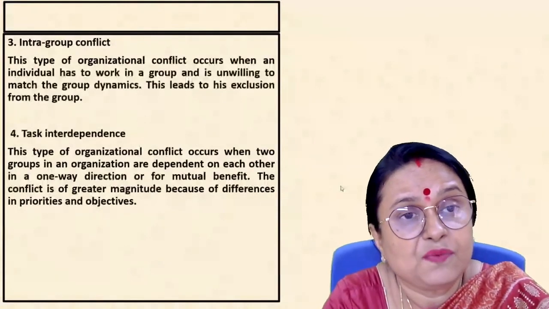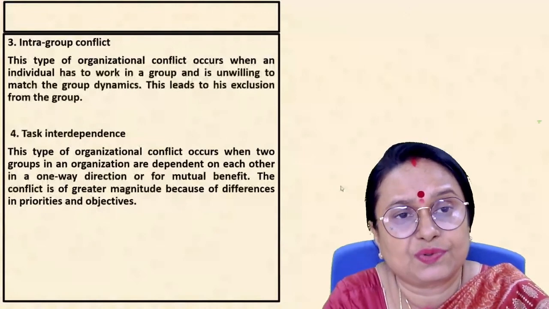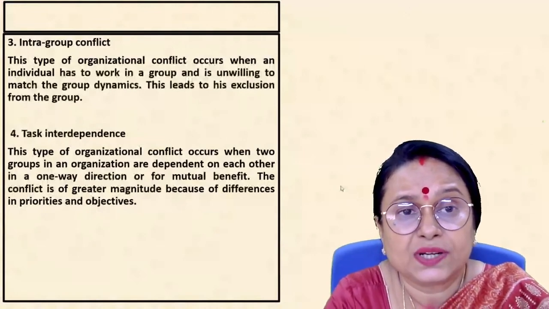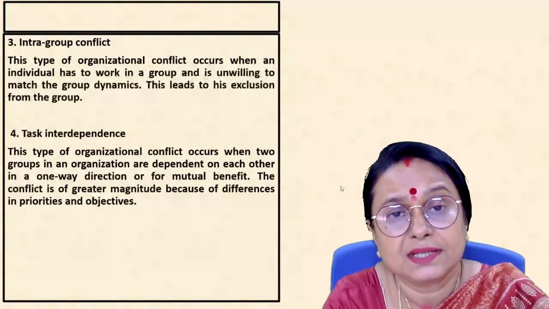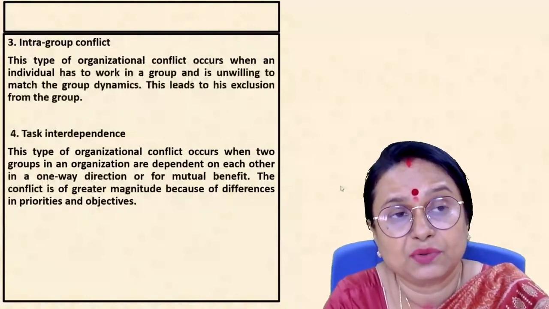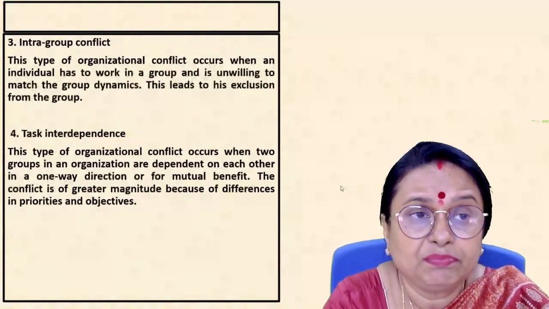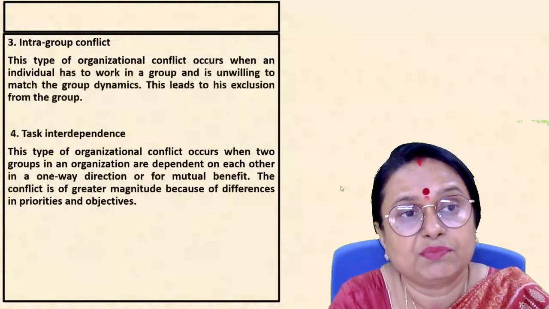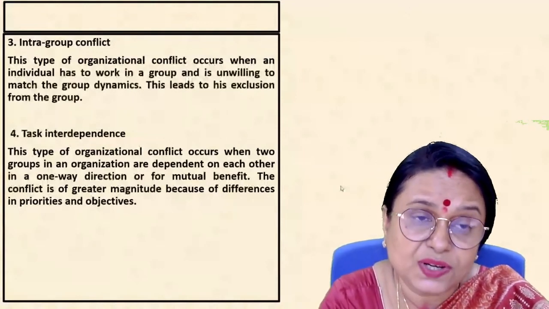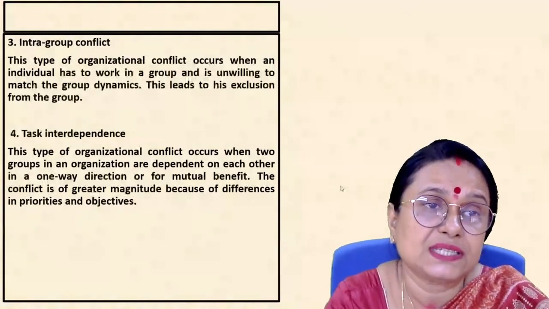Then intragroup conflict. When an individual has to work in a group and is unwilling to match the group dynamics, this leads to his exclusion from the group. So, intragroup is between an individual and a group. One person's working style is not matching with that group's working style.